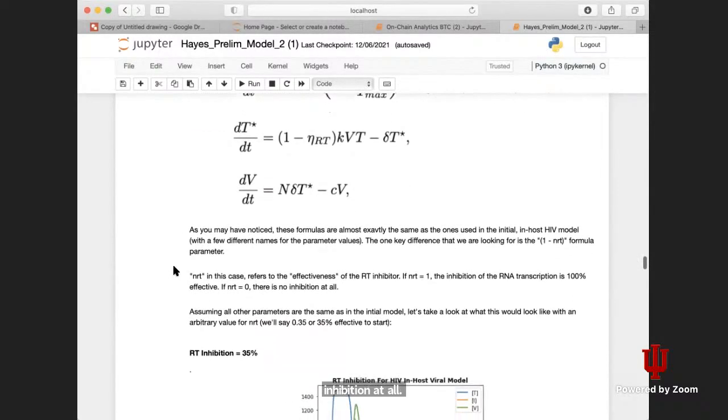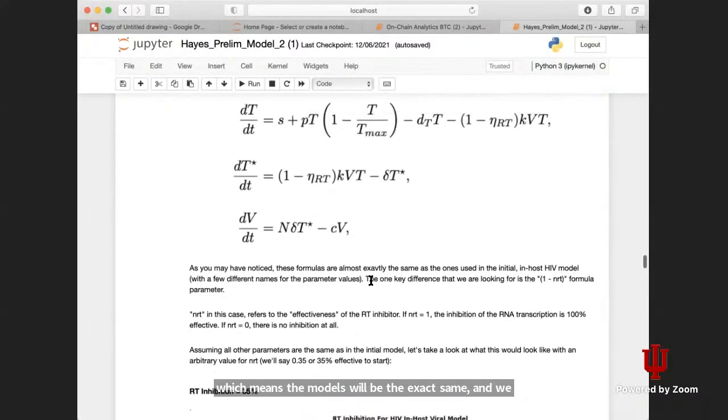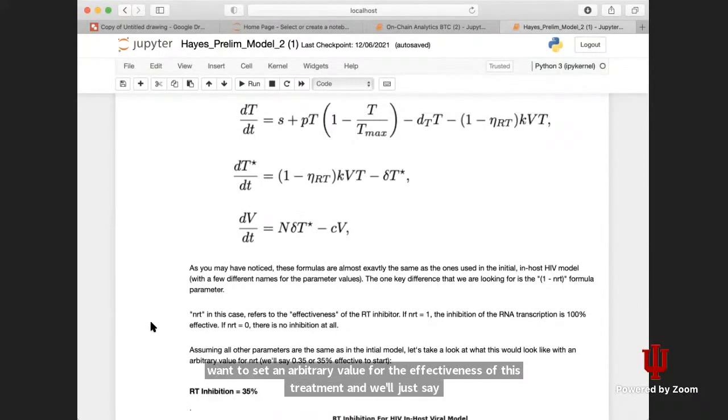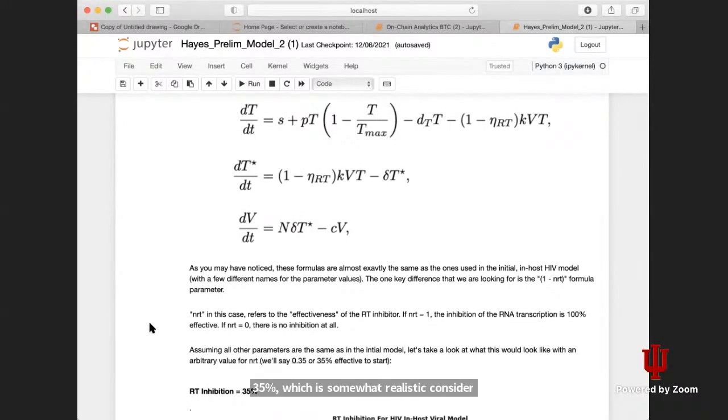And so in these next few examples, we assume that all other parameters are the same as in the initial model, which means the models will be the exact same. And we want to set an arbitrary value for the effectiveness of this treatment, and we'll just say 35%, which is somewhat realistic considering these treatments are still relatively new and almost never go above around 70% efficiency generally.